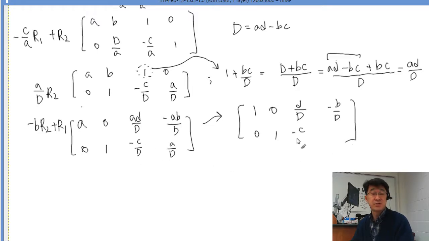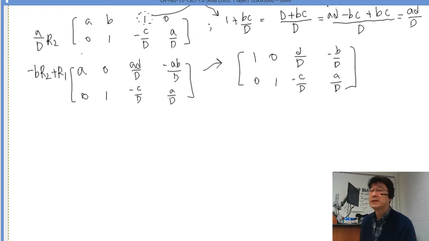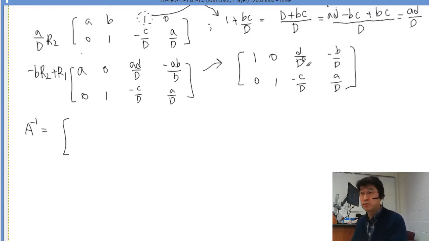And this is negative C over D and A over D. That's the final answer. Okay? So if you started with the 2 by 2 matrix A, B, C, D, what is the inverse of that matrix, A inverse? Is that one, right? But notice that D is common in all 4 entries as a scalar. So we can factor that out like 1 over D, right? Then it's distributed back. You can see it's the same thing.